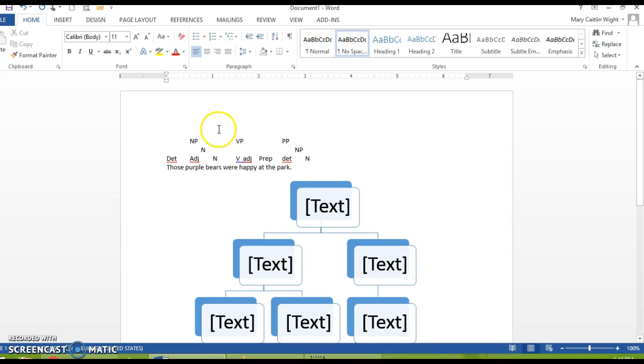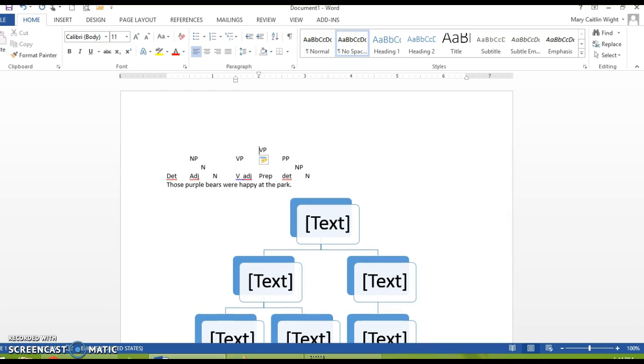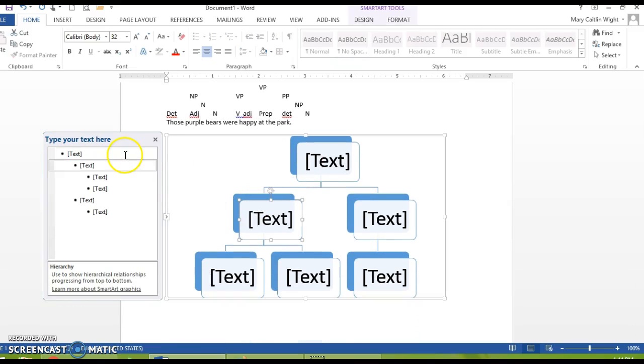And then we can continue combining. So our verb phrase and our prepositional phrase will make a verb phrase. And then lastly, we make a sentence because we're coming from this noun phrase and this verb phrase to make our sentence. So now let's turn that into the SmartArt.